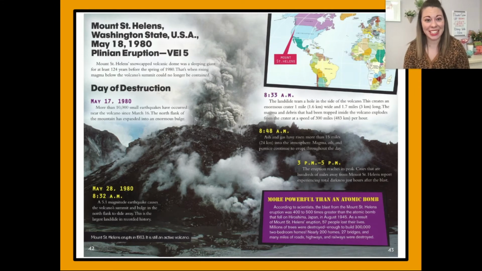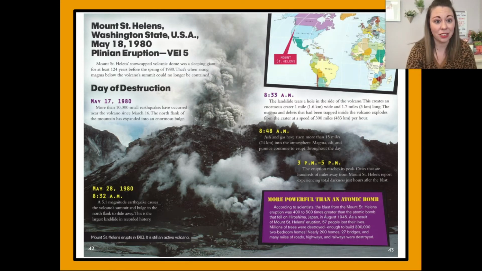All right, so we are going to get back now to our actual text, Anatomy of a Volcanic Eruption, but we are still going to be focusing on the topic of Mount St. Helens, just like in the poem. So Mount St. Helens, Washington State, USA, May 18th, 1980. Plinian eruption, VEI 5. Mount St. Helens' snow-capped volcanic dome was a sleeping giant for at least 124 years before the spring of 1980.